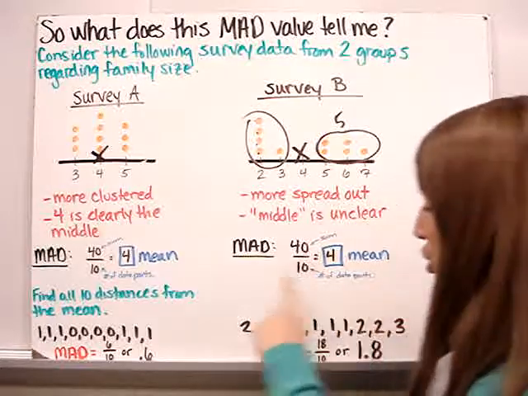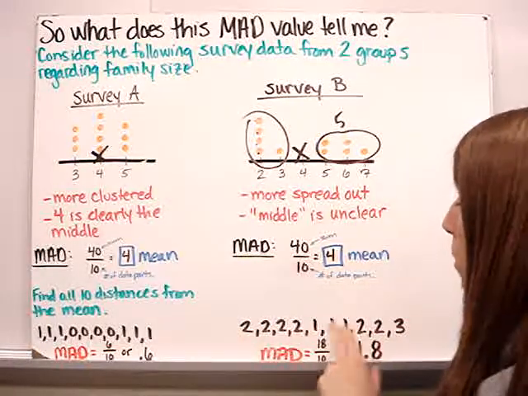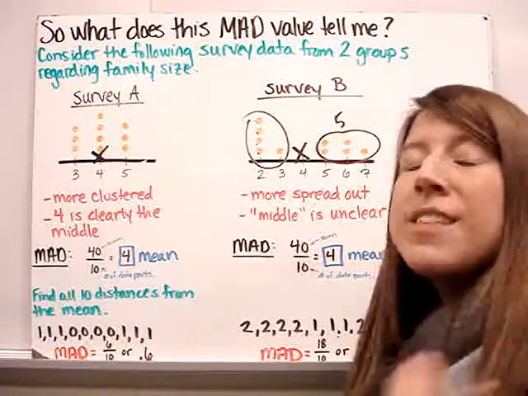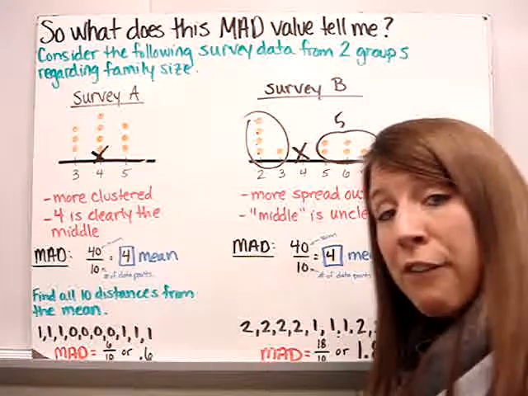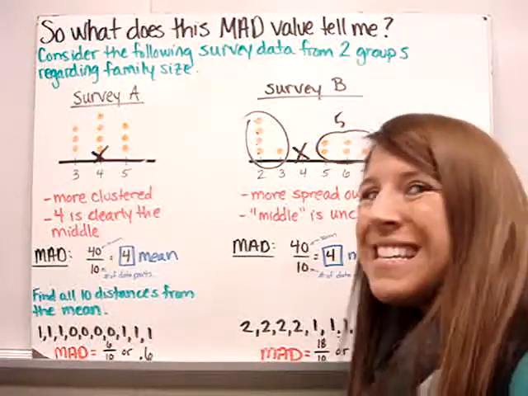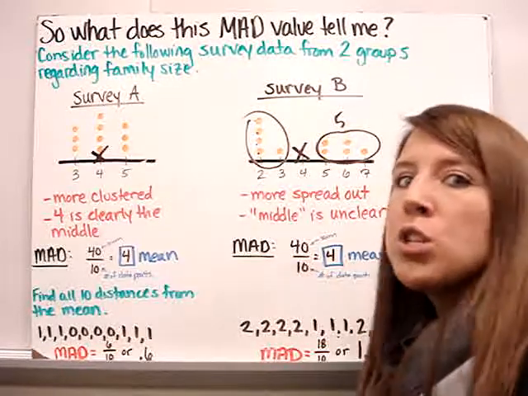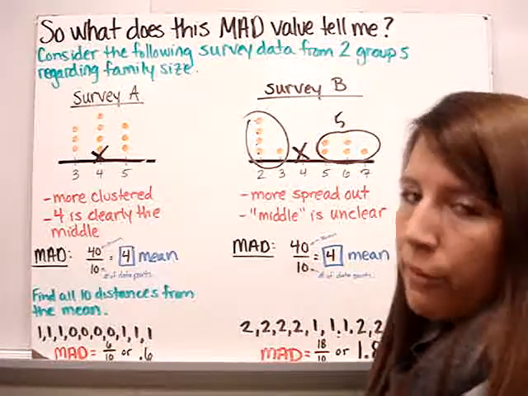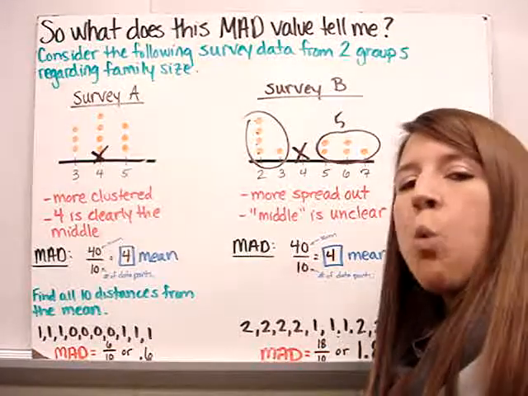Now I find the sum of all of these data points, 2 plus 2 plus 2 plus 2 plus 1 plus 1 plus 1 plus 2 plus 2 plus 3. The sum is 18, and I divide by 10. So I'm finding the average, the mean of the distances from the mean. So the mean absolute deviation from the mean. And that is 18 divided by 10, which is 1 8/10.